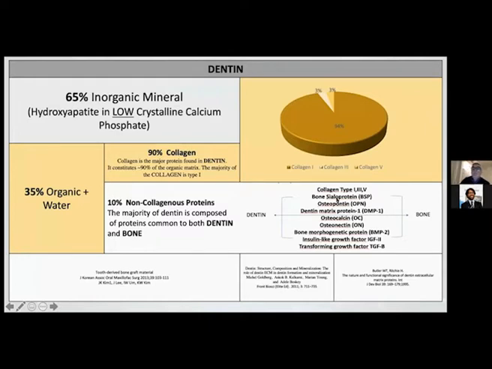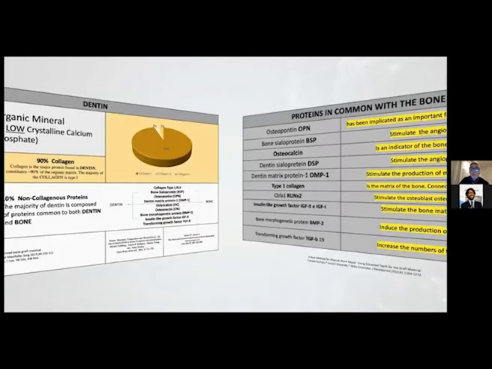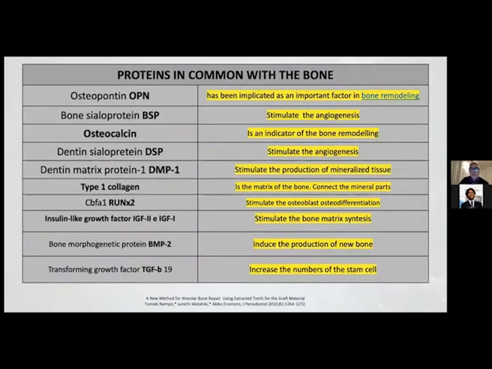to observe what proteins are. So the proteins in common with bone create everything we want for a GBR. For example, they stimulate angiogenesis, stimulate the production of mineralized tissue, stimulate osteoblast differentiation, and increase the number of stem cells.